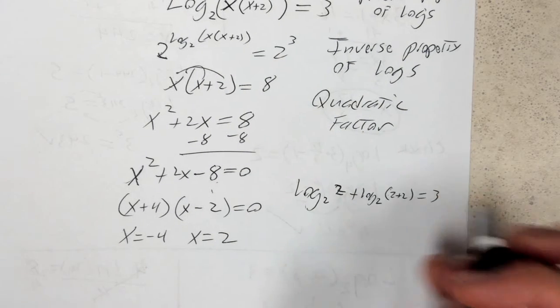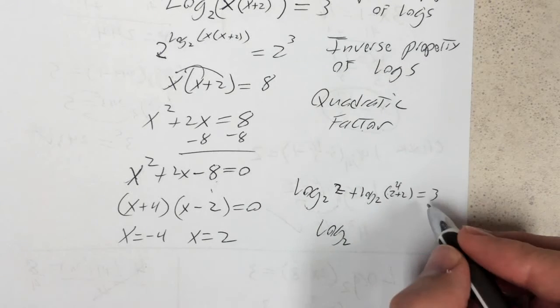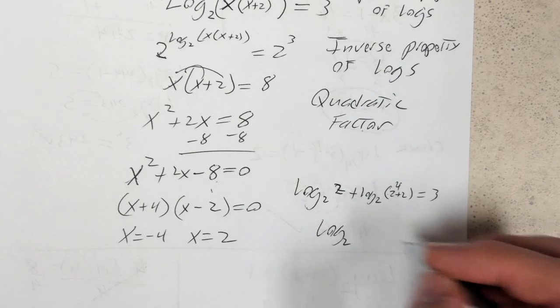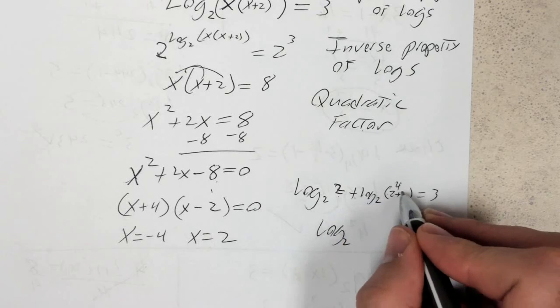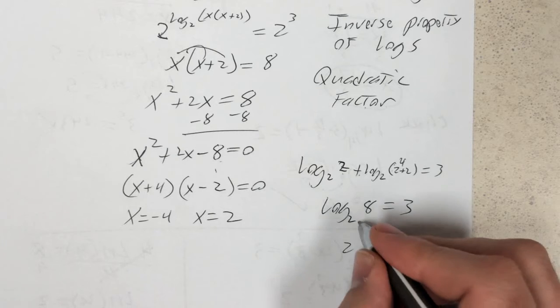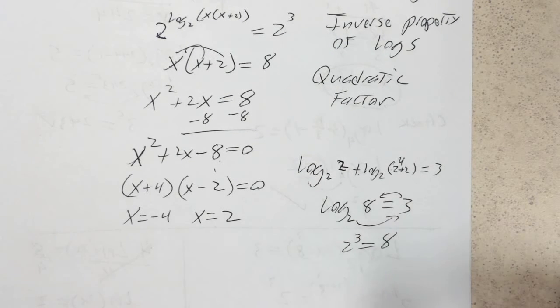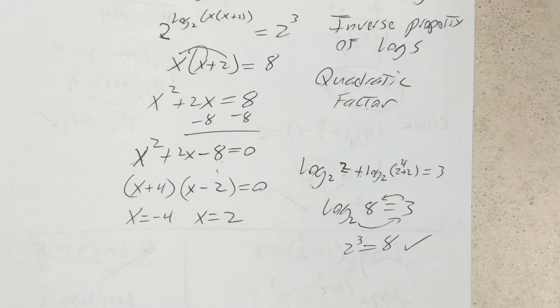And then when we're adding, we end up multiplying. So log base 2, this is going to be 4, but these guys are going to get multiplied, so 2 times 4. And is 2 to the third power equal to 8? It is. 2 to the third power is equal to 8.